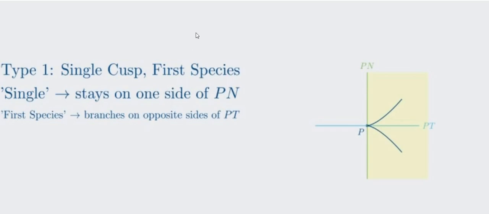Coming to the different types of cusp, single cusp of the first species, what happens in this case? Suppose this is a cusp here. As I told you, the branches are convex to this common tangent here, and this is also a tangent, and this is perpendicular to the given tangent, the normal we can say. Both branches are on the opposite sides of the tangent, but on one side of the normal. See here, one side of the normal and opposite sides of the tangent. This is called a single cusp of the first species.